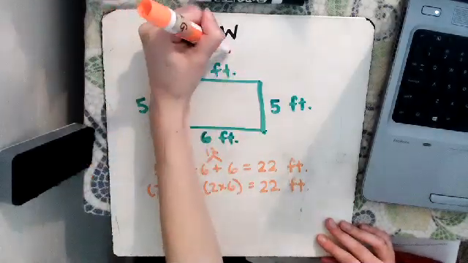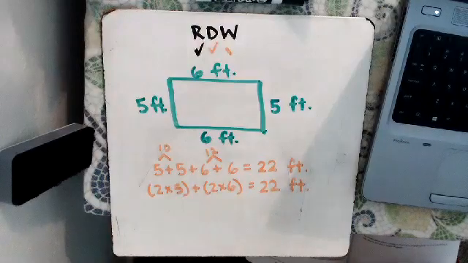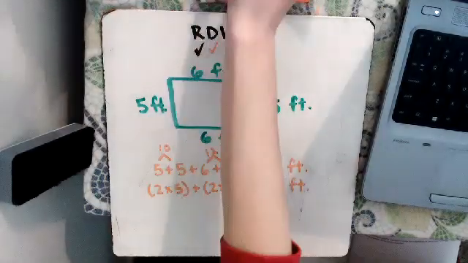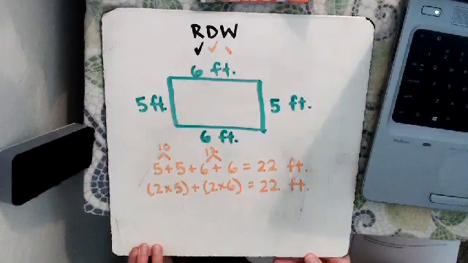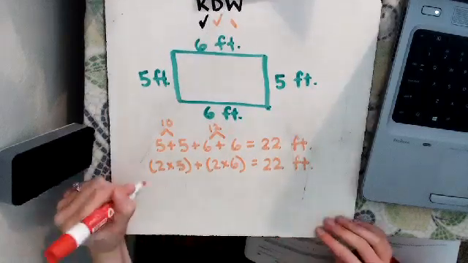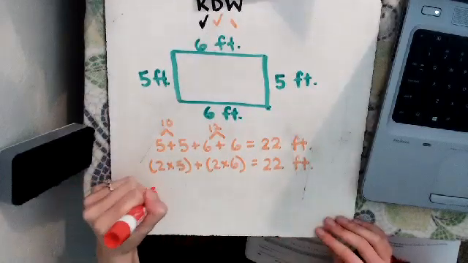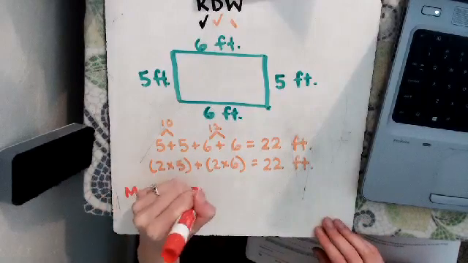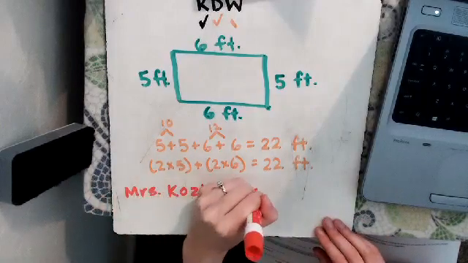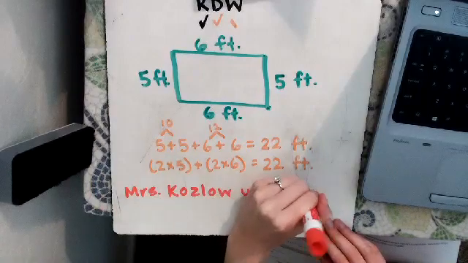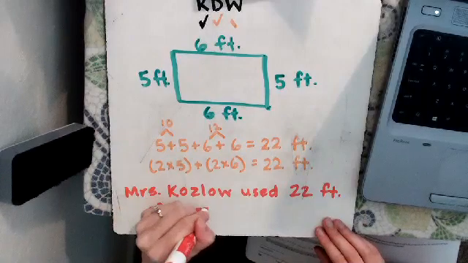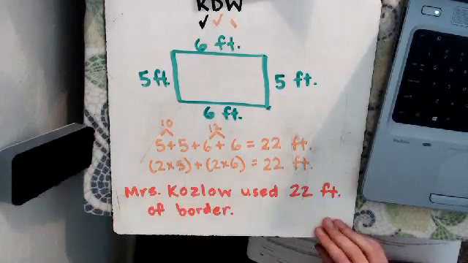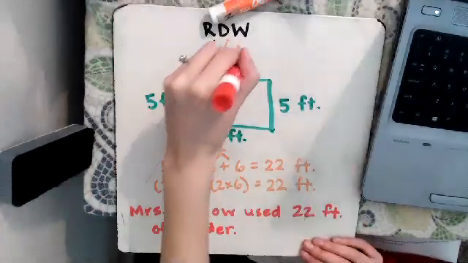So now I did half of my W, I wrote with numbers. Now it's time to write a sentence with words. It asks, how many feet of border did Mrs. Coslow use? Well, I'm going to steal the words right from the question. Mrs. Coslow used 22 feet of border. I did it. Now I can check off the rest of my W.